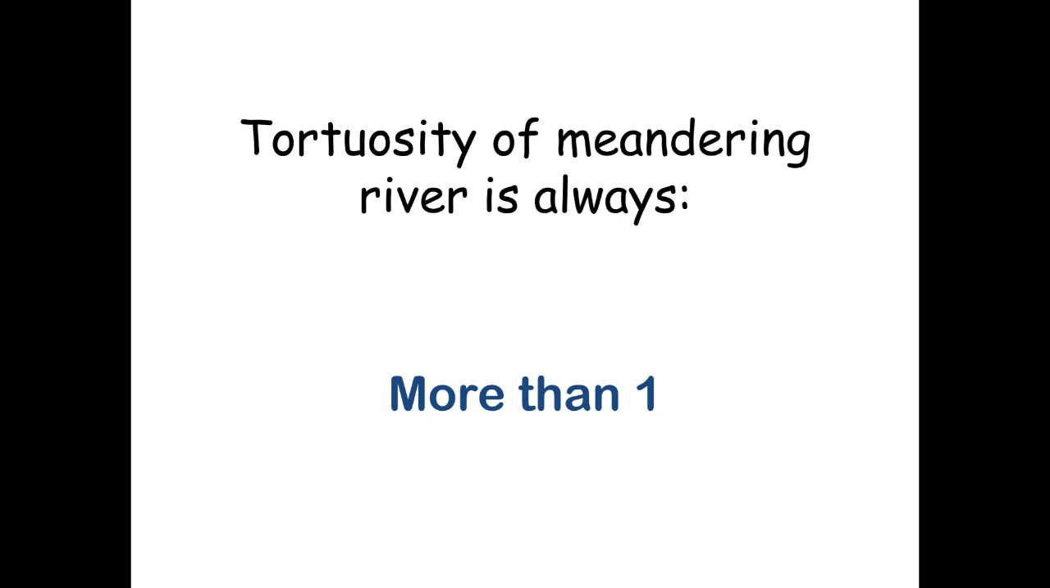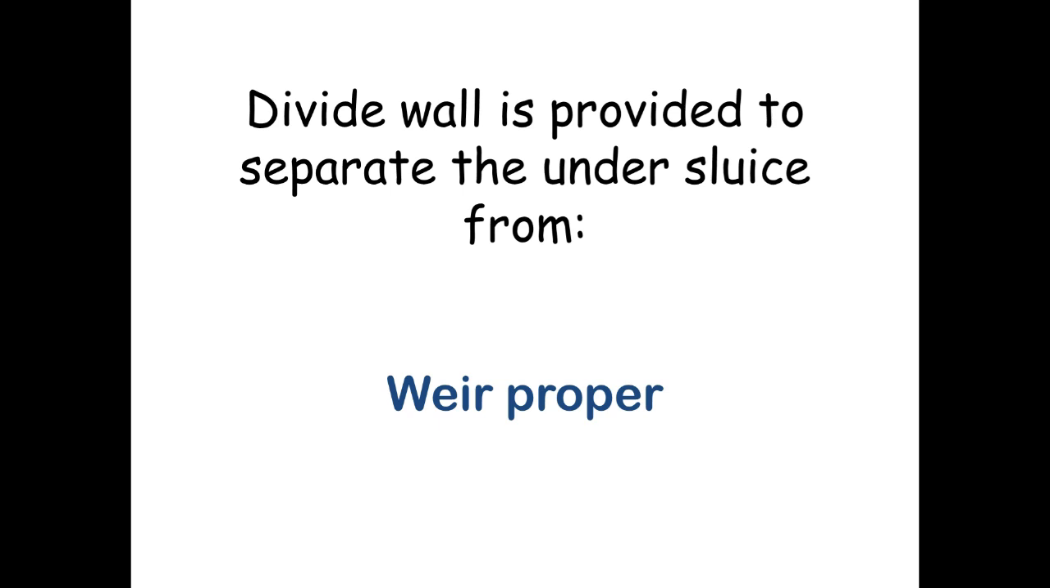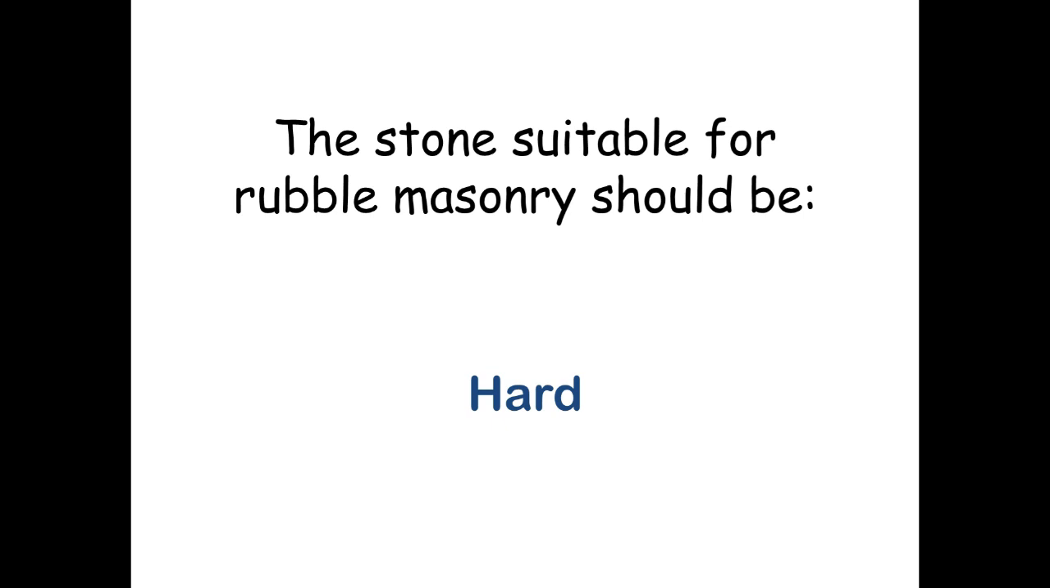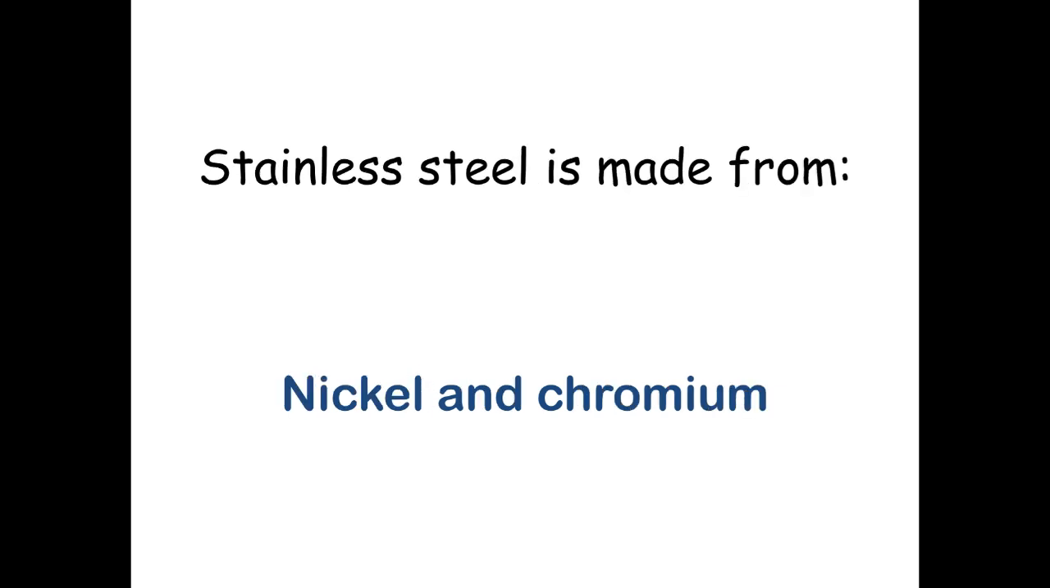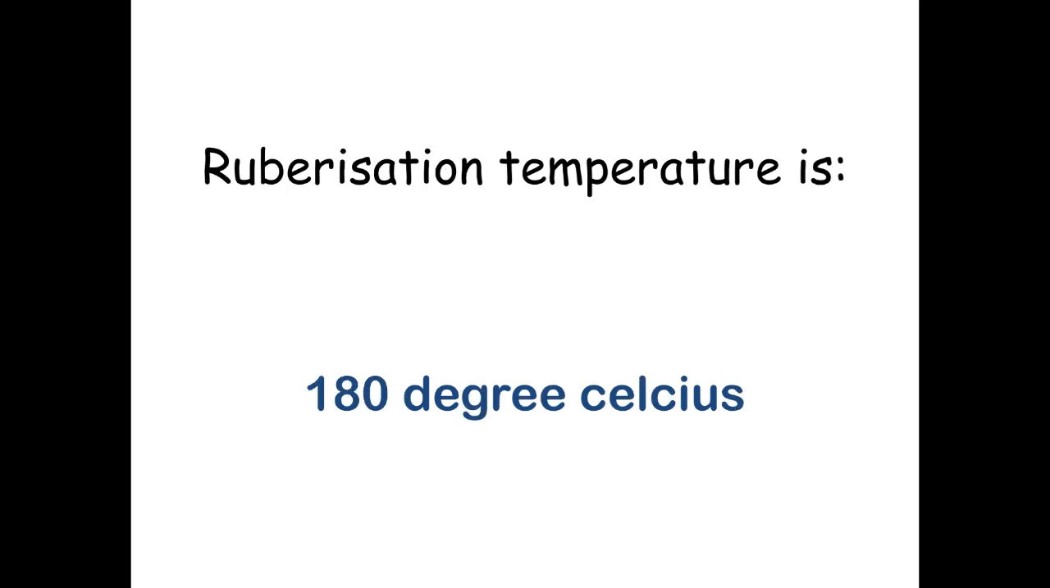Tortuosity of meandering river is always more than 1. Divide wall is provided to separate the undersluice from weir proper. The stone suitable for rubble masonry should be hard. Plastic bitumen is generally used for cracks filling. Stainless steel is made from nickel and chromium. Rubberization temperature is 180 degrees Celsius.